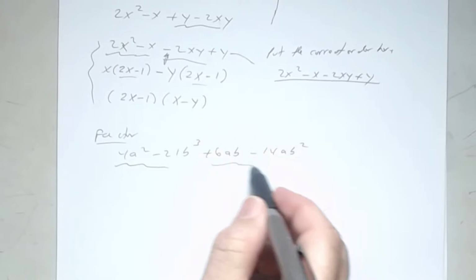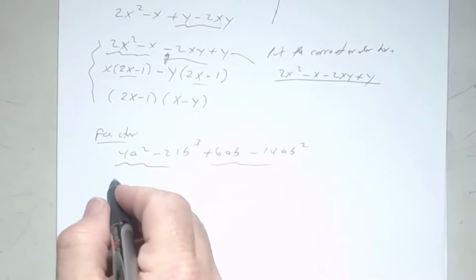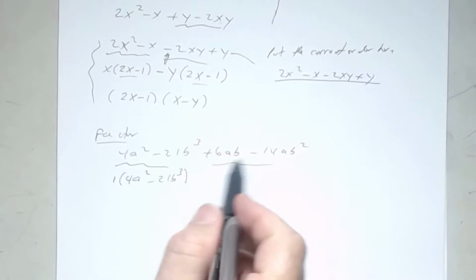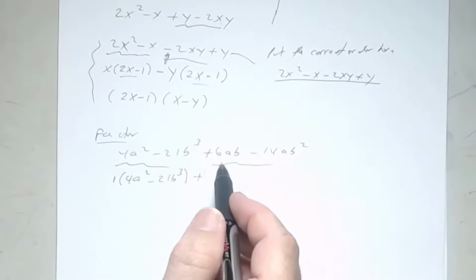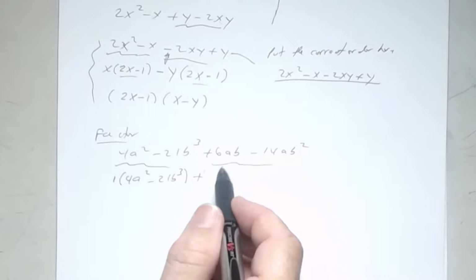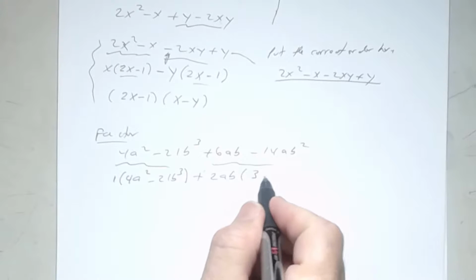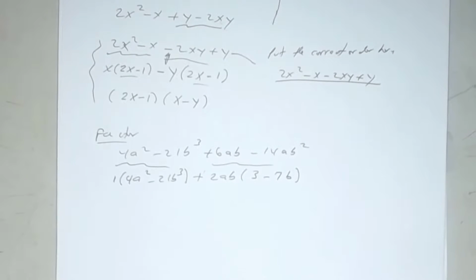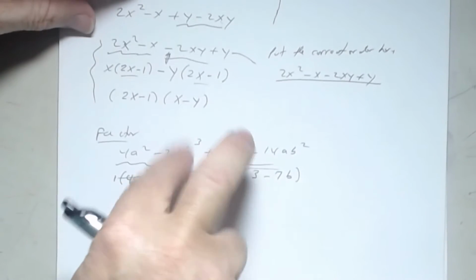If I group the first two and the last two, what can I factor out of the first group? A 1. So that's 4a squared minus 21b cubed. Over here, I can factor out ab, and also a 2. What's left is 3 minus 7b. Is that going to help me? No, because these are not the same. So let's see if reversing the middle two will help.